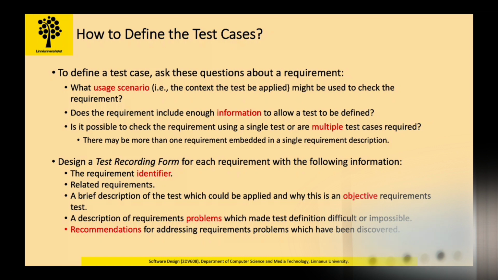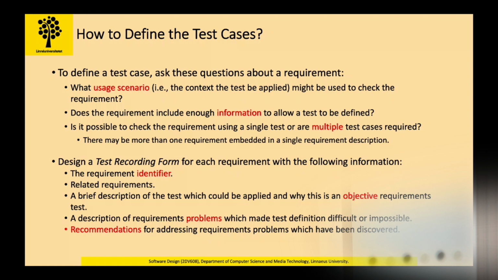So for which requirement is being tested, or you are proposing these test cases, and the related requirements. So what are the requirements that are related to this requirement? There might be some test dependency also between requirements. And then a brief description of the test case and why this is an objective requirement test. There are basically two kinds of test, objective and subjective. But for the requirements, an objective test is always important because you don't want your test cases to fail.